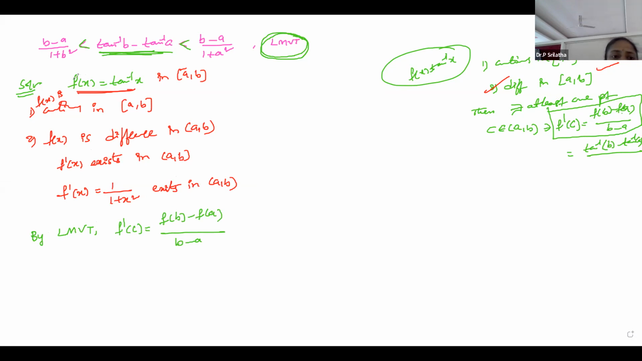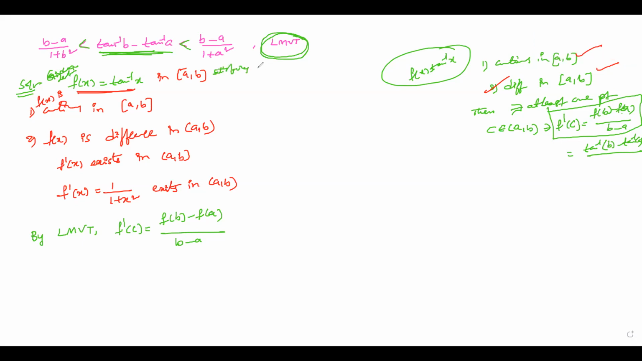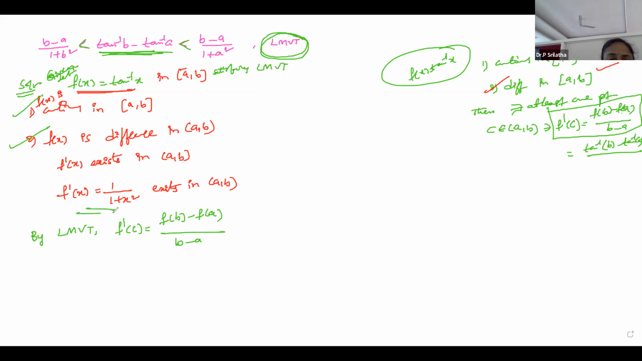Otherwise, in the given f(x), we have to assume, or let us consider, f(x) equal to this one in the open interval (a, b) satisfies all the conditions, satisfies LMVT. So it is continuous and it is differentiable. That means f'(x) exists. Here f(x) is tan inverse x, so f'(x) is 1/(1+x²). By Lagrange's mean value theorem, the main formula is f'(c) = (f(b) − f(a))/(b − a).